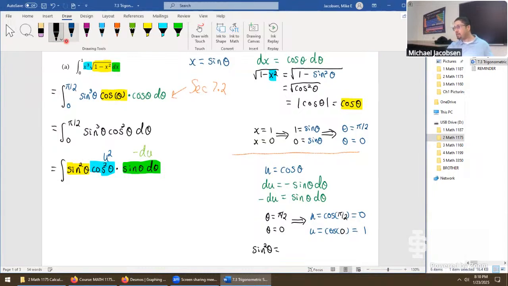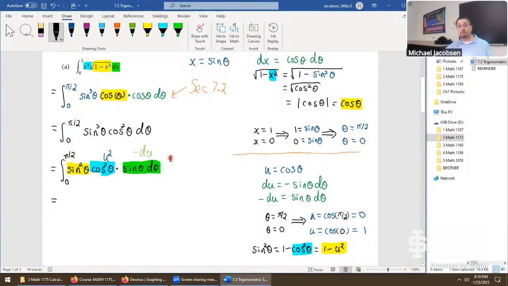Sine squared theta becomes 1 minus cosine squared theta, which then becomes, because of our substitution, a 1 minus u squared. And that's the portion that's going to be dropped in right here. I haven't changed the limits of integration, so it's still from 0 to pi over 2. Okay, now we're ready to put in the new limits of integration.